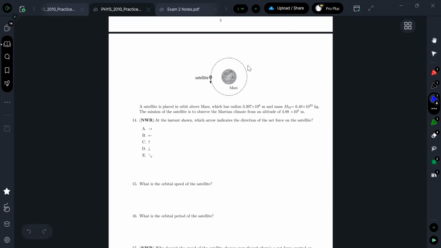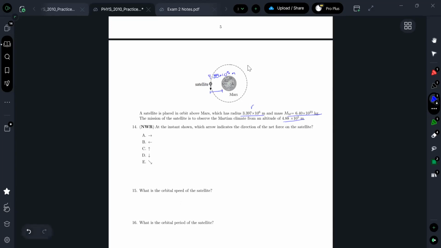So we've got a satellite in orbit. It has a certain radius, we call it R, and a certain mass. The mission is to observe the climate from an altitude of that distance right there. One thing I need to remember is altitude, how far above the surface I am. That's the thing that's 4.88 times 10 to the 5. And then the radius, that R, is the total distance right there, which is 3.397.